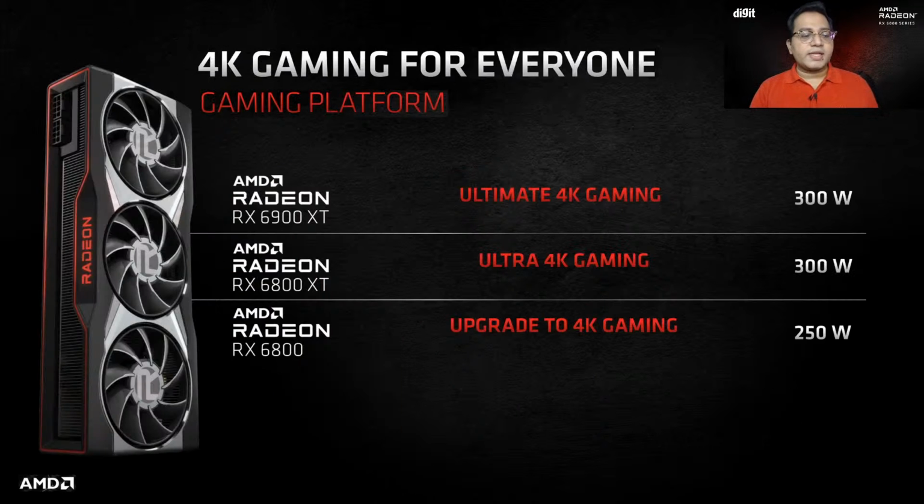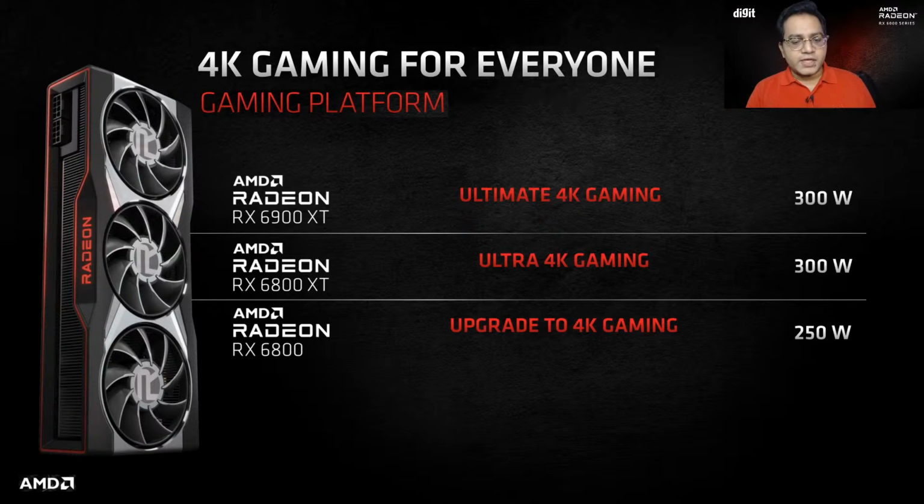Moving on, we now arrive at the three SKUs that were launched with RDNA 2. That is the Radeon RX 6000 series of graphics cards from AMD. We have the 6900 XT at the very top, then it's followed up by the 6800 XT and the 6800. Now these are all positioned for different levels of performance, and they're all good for 4K gaming.